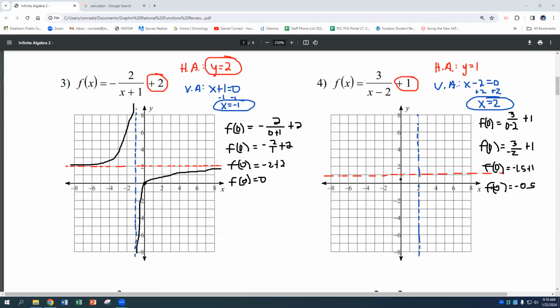So at 0, negative 0.5, not positive, right? Negative 0.5 is going to be right here, which means it's going to be in the bottom left and the top right. Okay, and then this doesn't touch though, right? It goes down but doesn't touch. All right, and those are your basic ones, in the form of a over x minus h plus k.